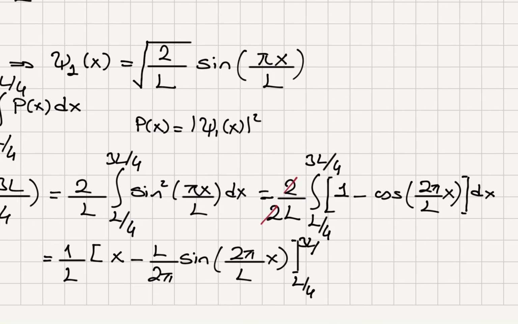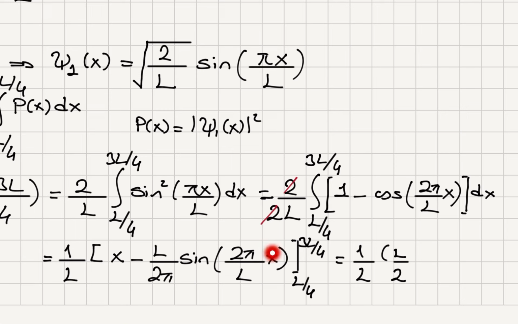And then when I substitute 3L over 4 here, this is going to give me 6 pi over 4, which is 3 pi over 2. And then I will have L over 4 substituted here, which will give me sine pi over 2. So I have sine 3 pi over 2 and sine pi over 2. The difference will give me a factor of minus 2, but because I have a minus sign, it's going to be plus. So this is plus L over 2 pi multiplied by 2.